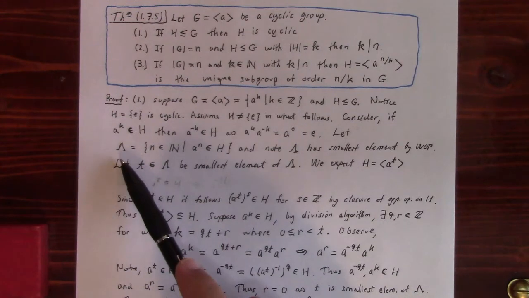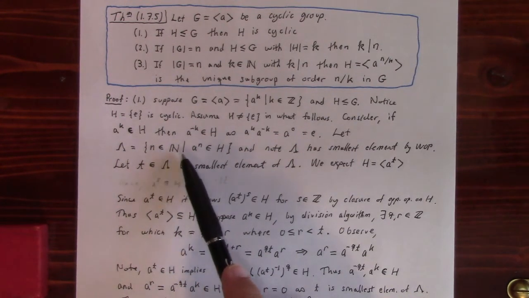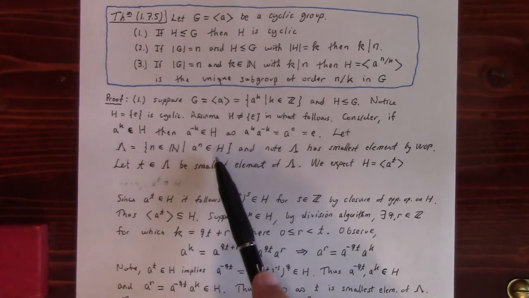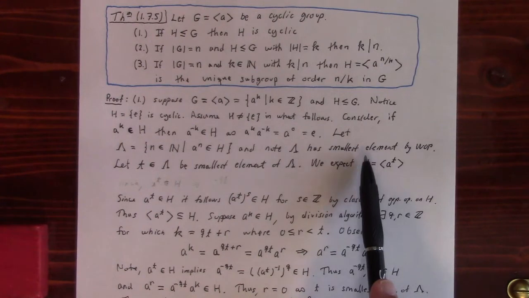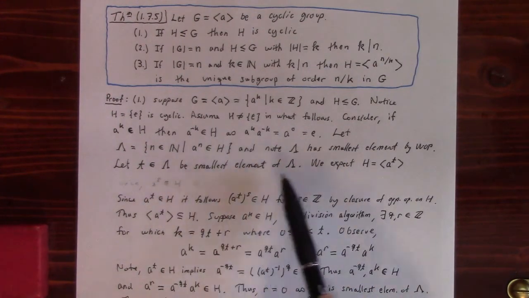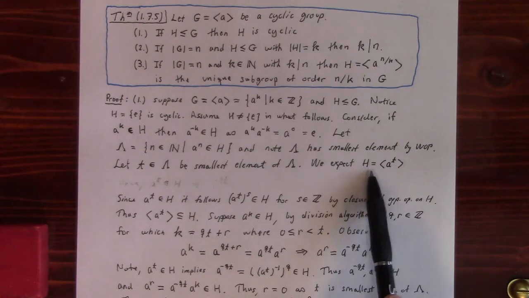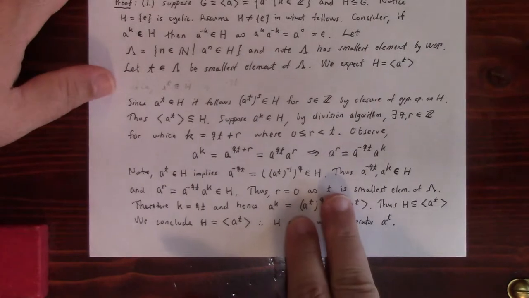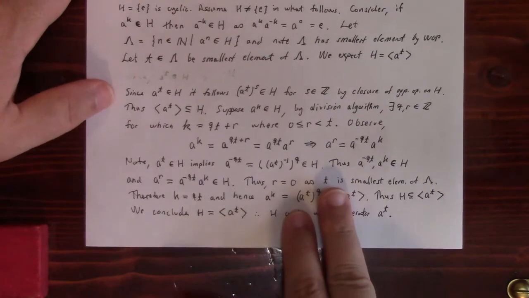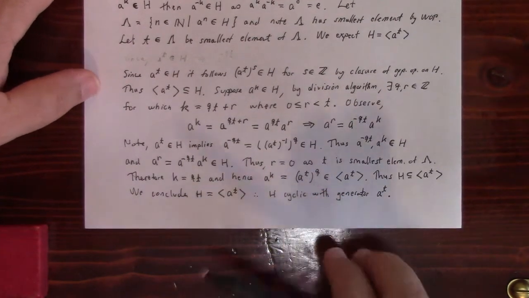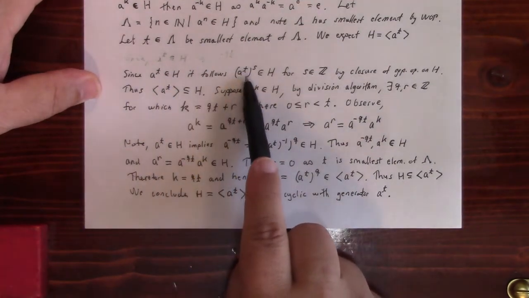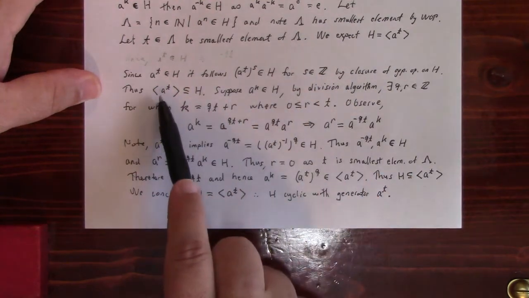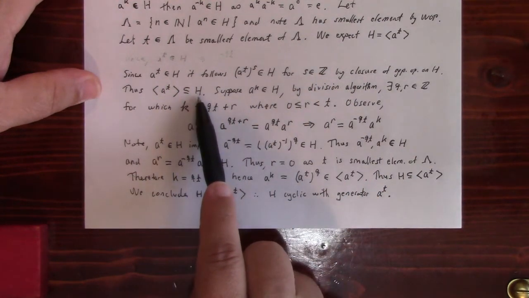Let lambda be the set of powers n for which a to the n is in H. Since this is a non-empty subset of the natural numbers, by the well-ordering principle there exists a smallest element. Let t be that element. We can argue that H is generated by a to the power t. Let's see how that goes. Since a to the t is an element of H, it follows that a to the t to the s is an element of H for s in Z by closure of the group operation on H. Thus, the subgroup generated by a to the t is a subset of H.